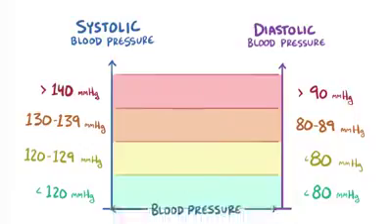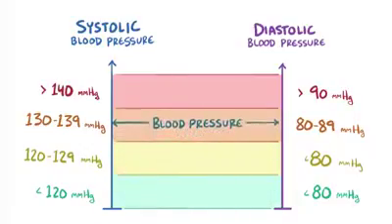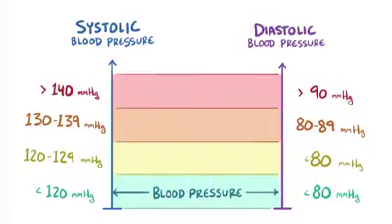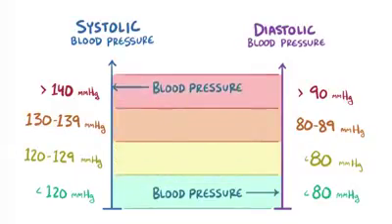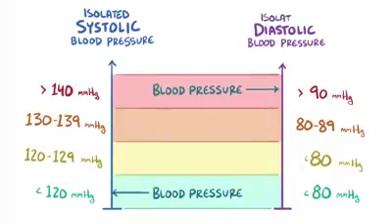Typically, both systolic and diastolic pressures tend to climb or fall together, but that's not always the case. Sometimes you can have systolic or diastolic hypertension, when one number is normal and the other is really high. This is referred to as isolated systolic hypertension or isolated diastolic hypertension.